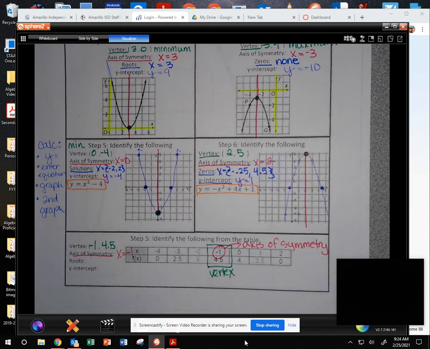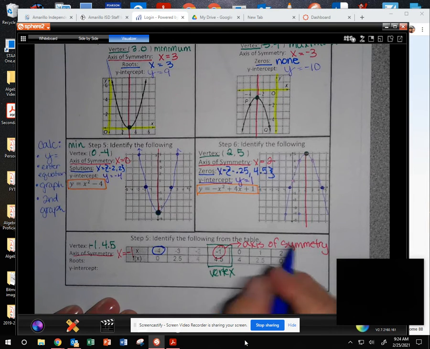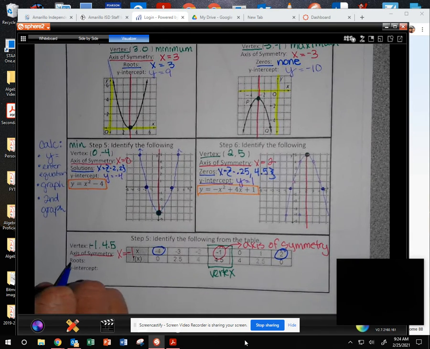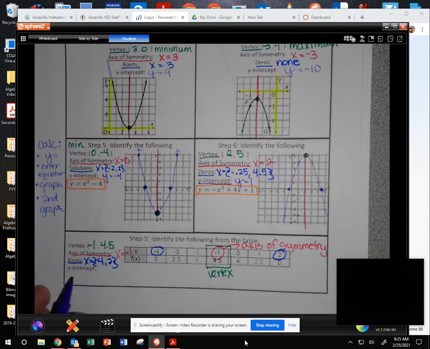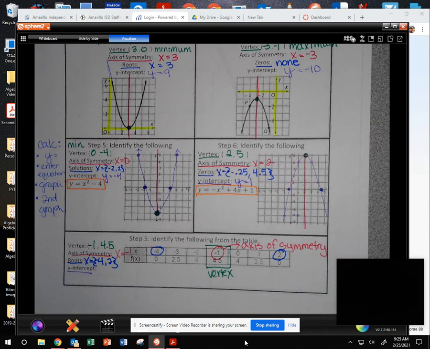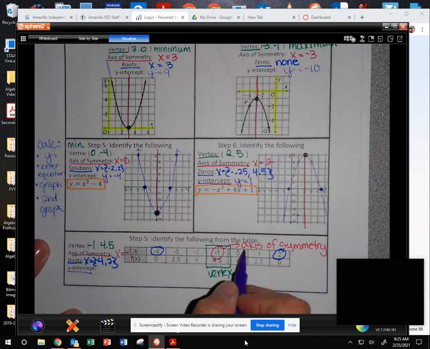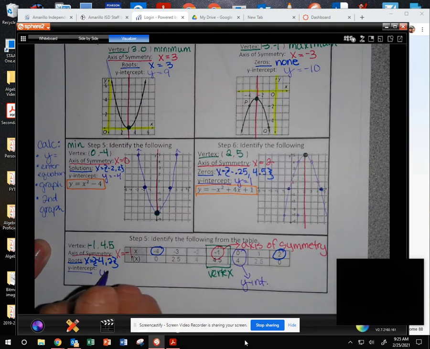Now, what are my roots? Your roots are your x-intercepts, where x is a number and y is 0. So where do I have x is a number and y is 0? Okay, so these are my roots. X equals -4 and 2. Now your y-intercept is the opposite. Your y-intercept is when x is 0 and y is a number. I said that wrong. So this is my y-intercept, where y equals 4.